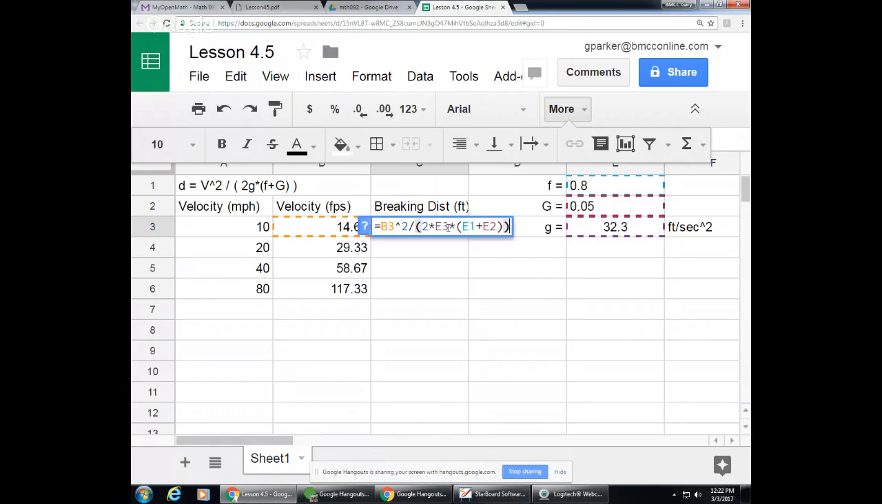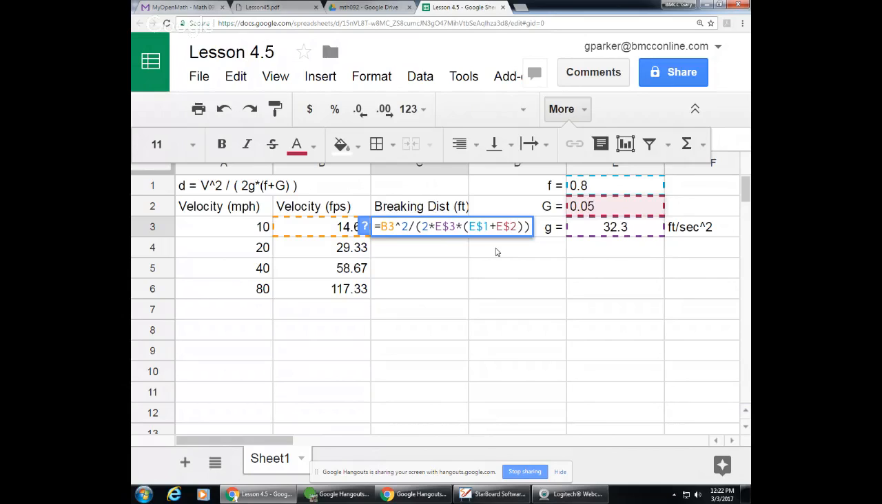Now, I can't fill this formula down yet, and here's why. Although the velocity changes each time, little f, big G, and little g are fixed. When I copy this down, the computer's going to want to change the B3 to a B4. That's okay. But it's also going to want to change E3, gravity, to E4, which is a problem. So I need to sneak in some dollar signs to say, for gravity, don't mess with row 3. For friction, don't mess with row 1. And for the road grade, don't mess with row 2. That gives me absolute references there.